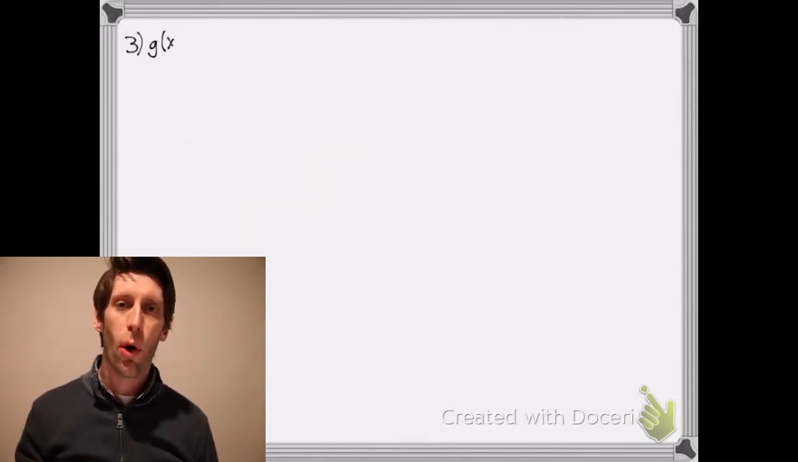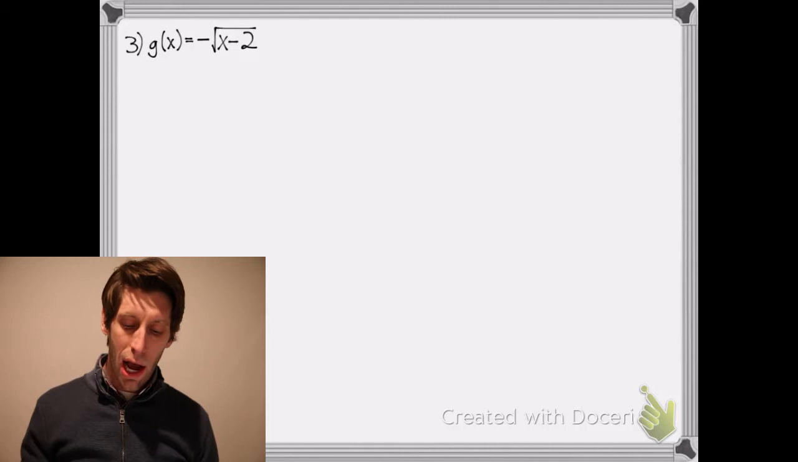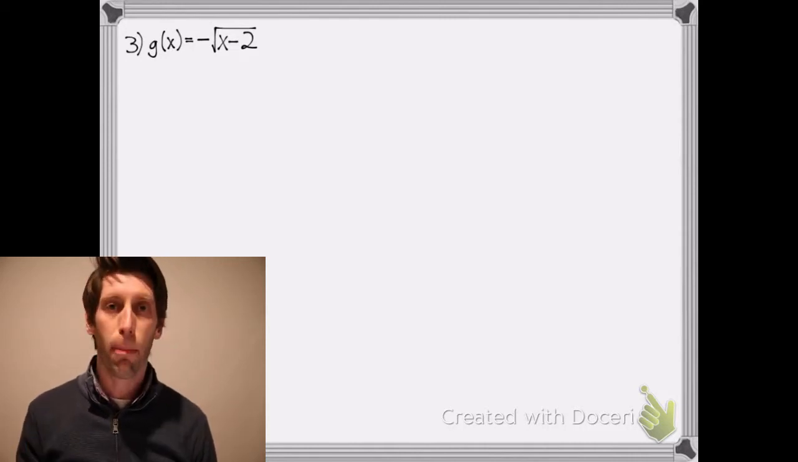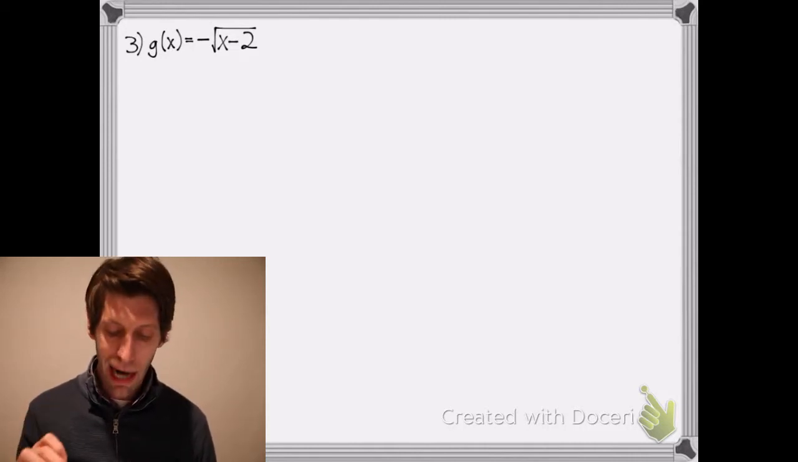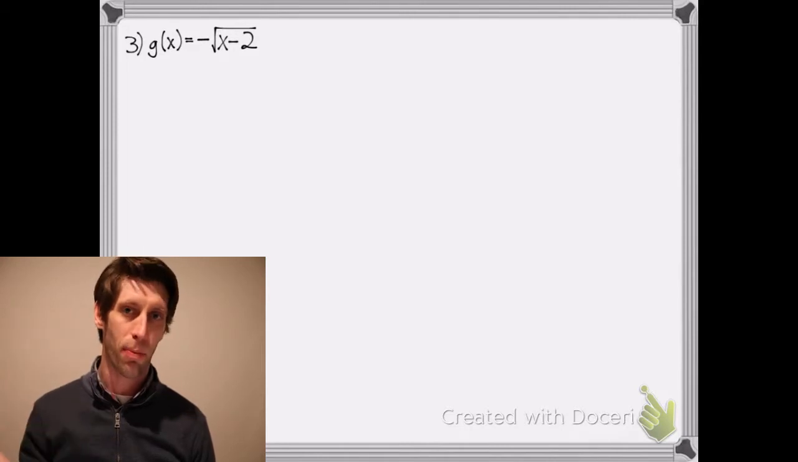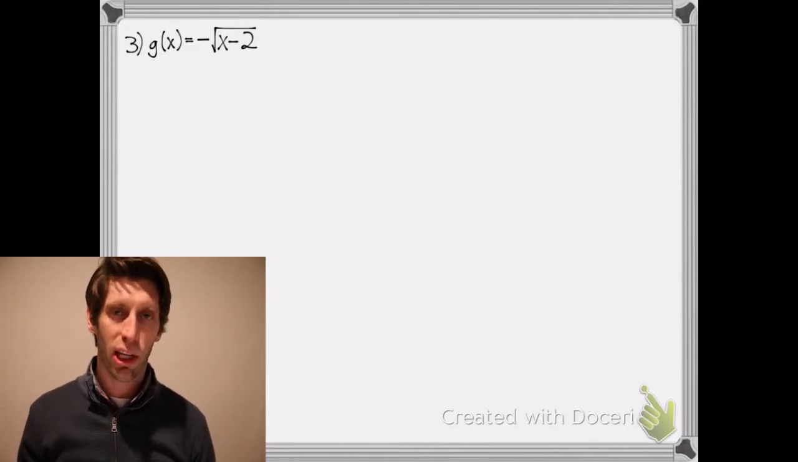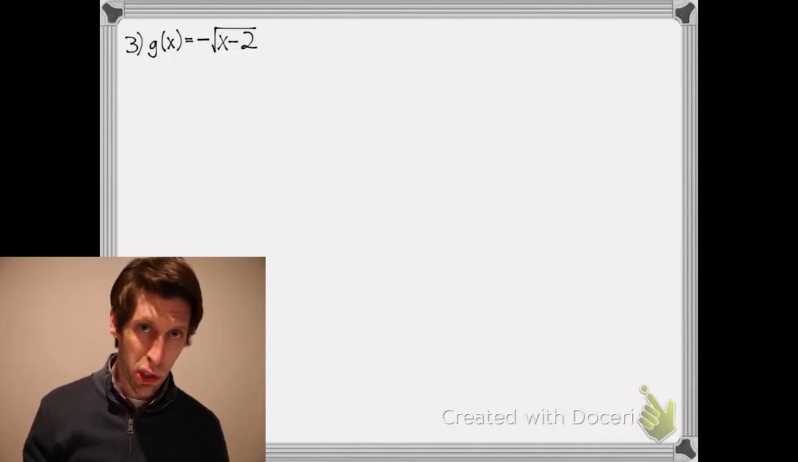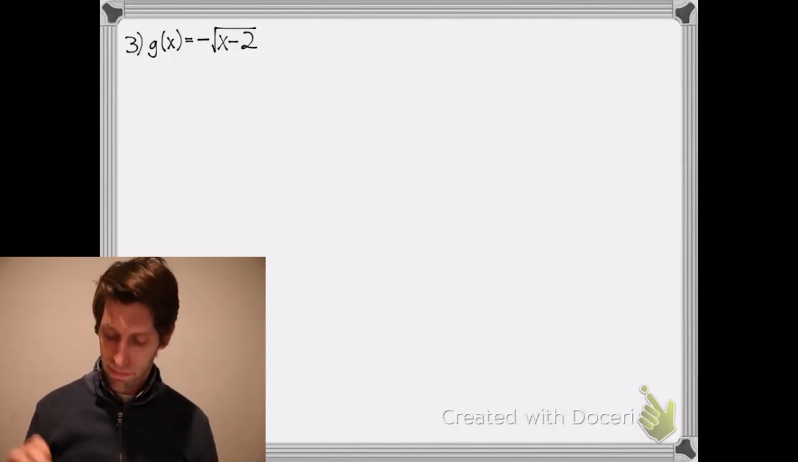Now, again, go ahead and pause the video. Try to graph the third part of this example on your own, which is minus the square root of x minus 2. Come on back when you've given it a shot and we'll go through it together. So at this point, you've tried to graph this all by yourself. So now we'll go through it together.